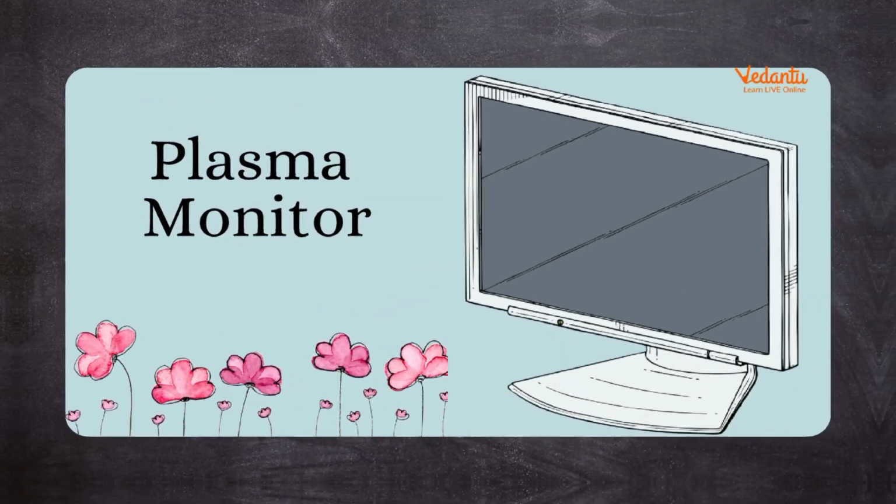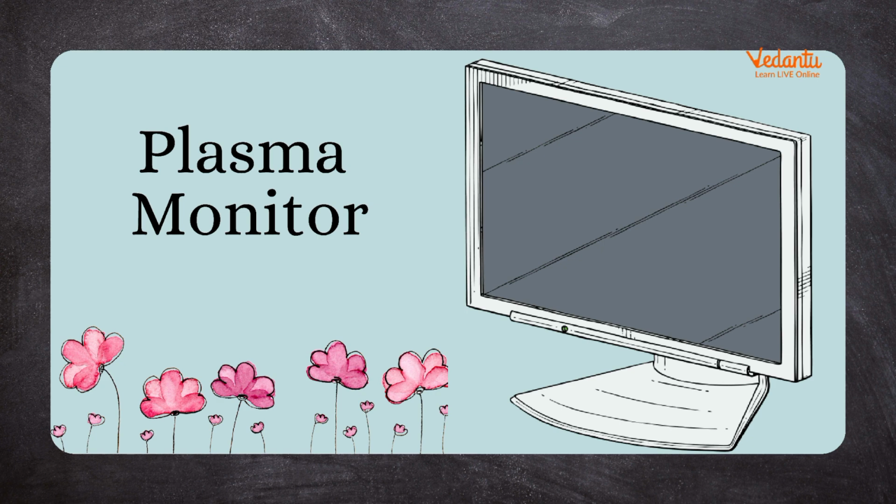Number three is plasma monitor. A plasma monitor is a type of flat panel display that utilizes plasma technology to produce images. These monitors consist of thousands of tiny gas-filled cells that emit ultraviolet light when electrically charged, causing phosphors to glow and create vibrant colors.